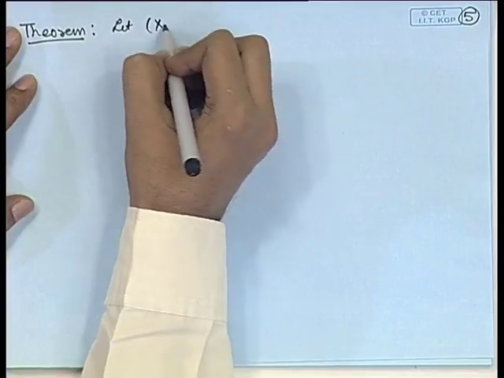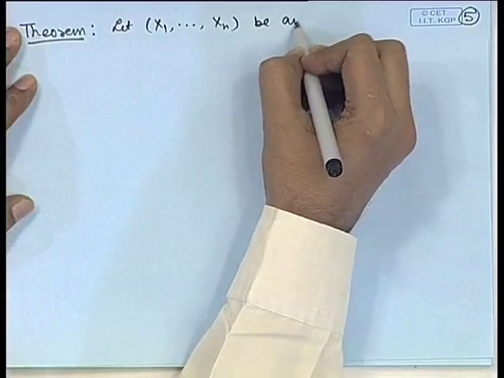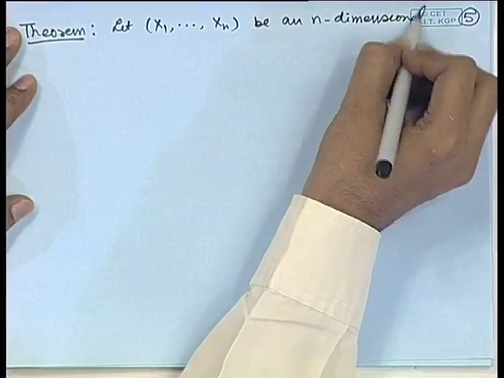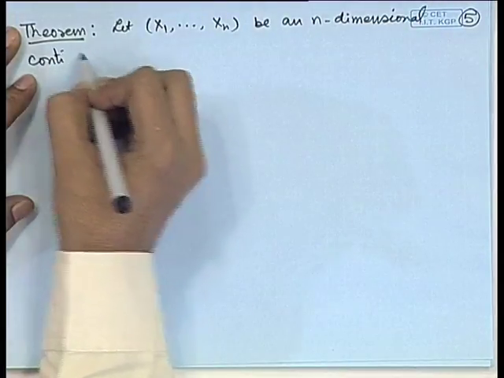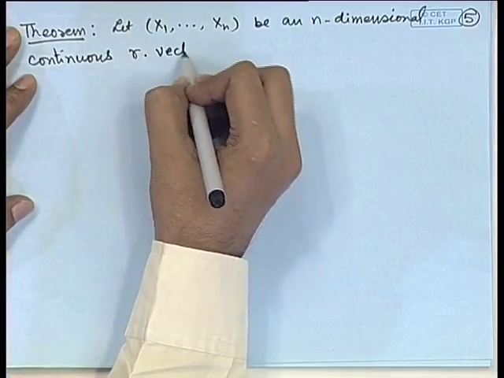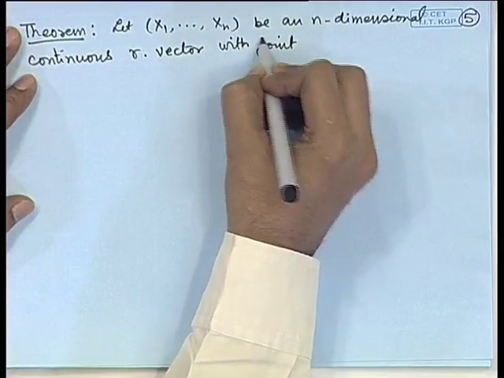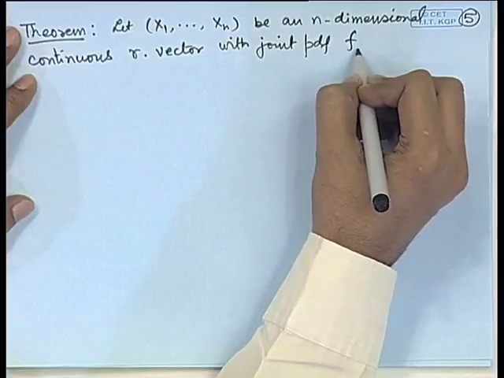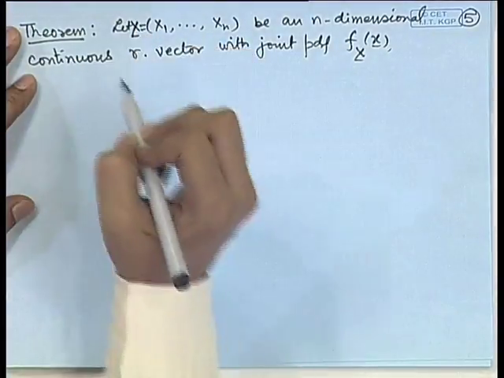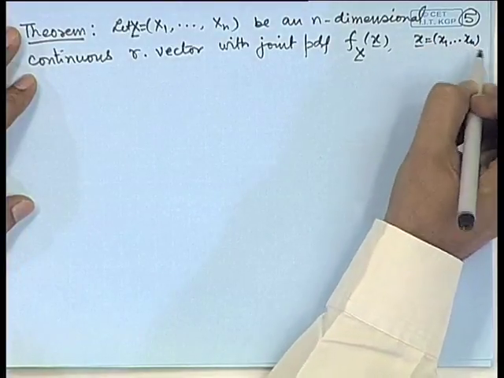Let X1, X2, ..., Xn be an n-dimensional continuous random vector with joint probability density function, say f_X(x). So here capital X is denoting the vector (X1, X2, ..., Xn), and small x is denoting the vector (x1, x2, ..., xn).